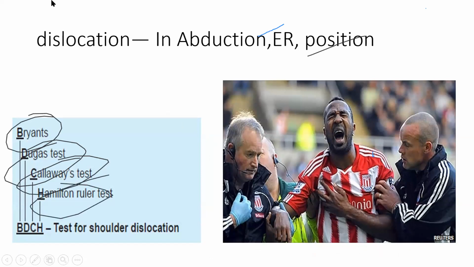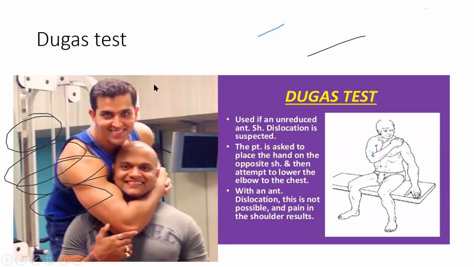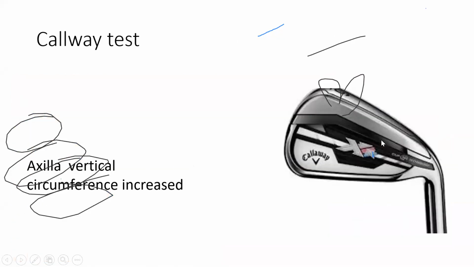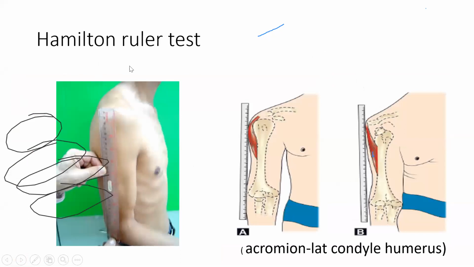This is the classical position of abduction and external rotation where you have the dislocation. This is Dugas: you cannot do this test. He is normal, that's why he is doing adduction and internal rotation. If you have a dislocation, you cannot do this. Callaway's is the golf club deformity of the axilla, and the vertical length would increase.